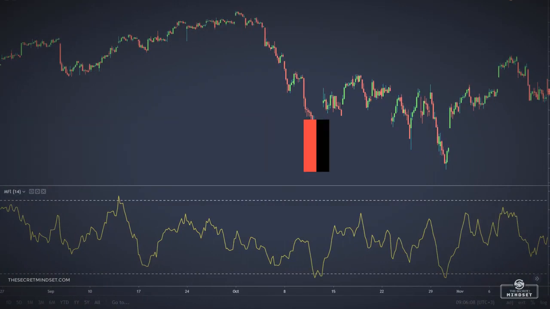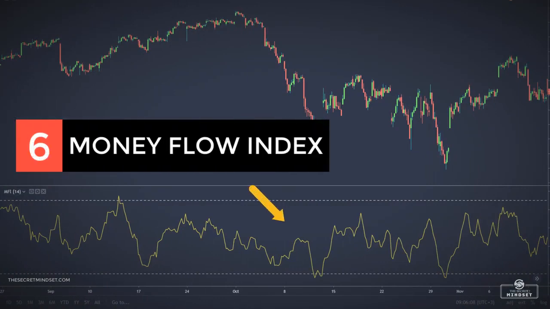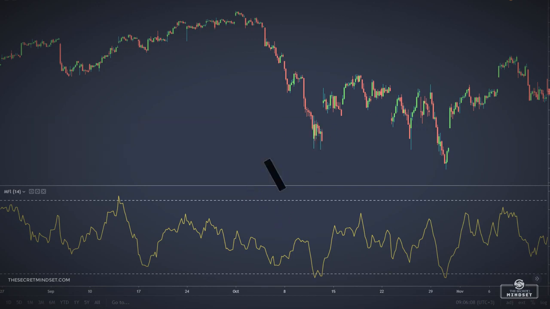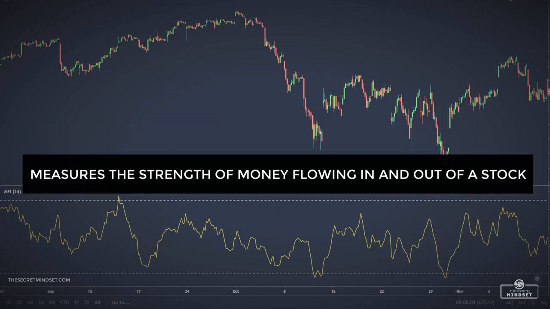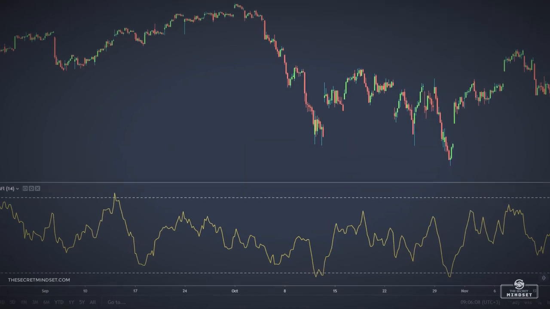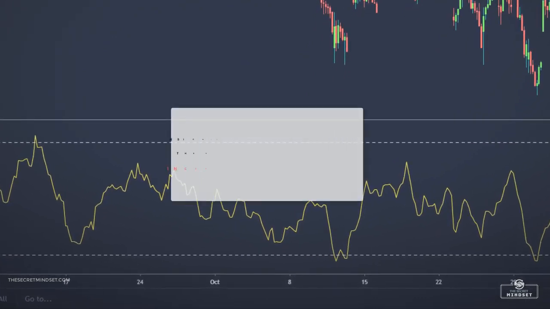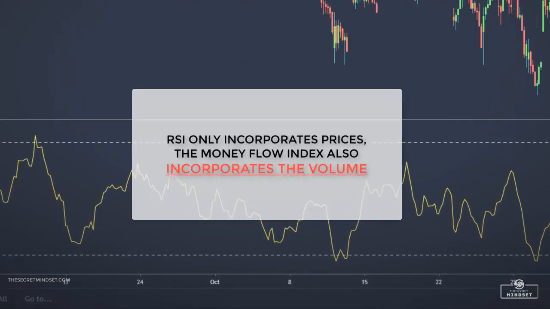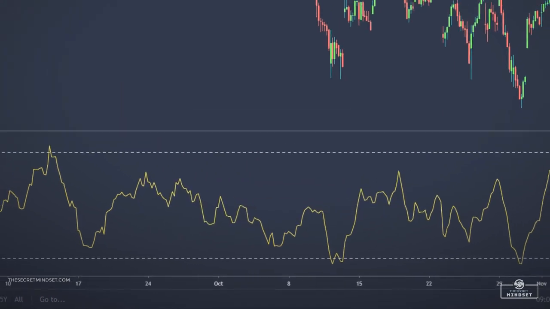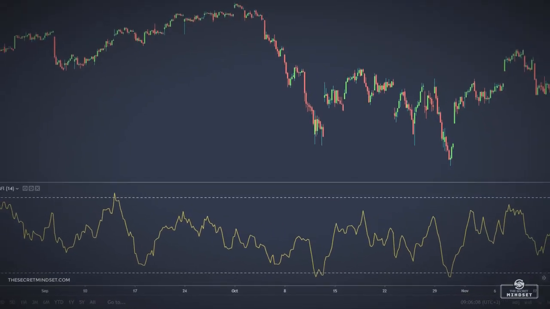The next indicator is the money flow index. The money flow index is a momentum oscillator that measures the strength of money flowing in and out of a security or a stock. The money flow index is related to the relative strength index but with a twist. While RSI only incorporates prices, the money flow index also incorporates the volume. As the money flow index is quite similar to the RSI, this indicator can be used in a similar way.